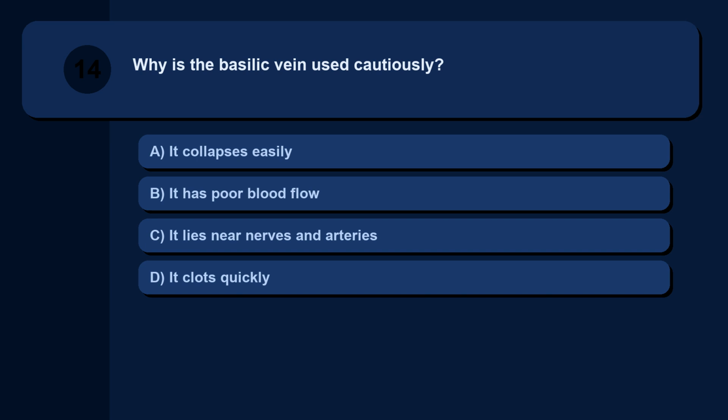Question 14. Why is the basilic vein used cautiously? It collapses easily. It has poor blood flow. It lies near nerves and arteries. It clots quickly.